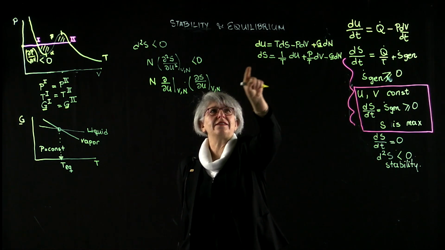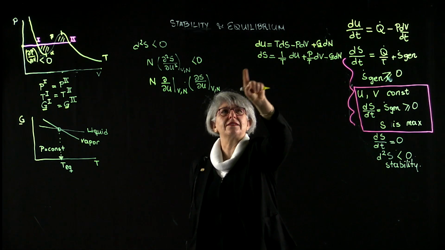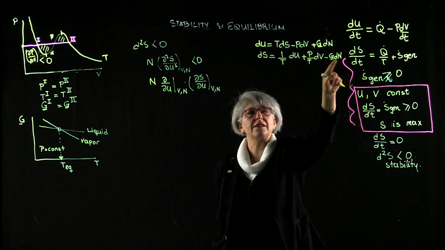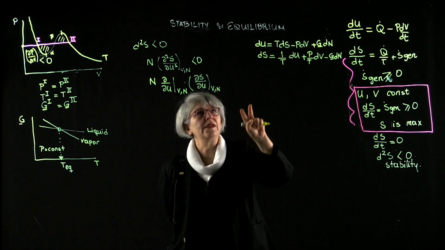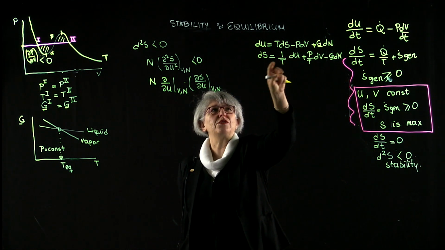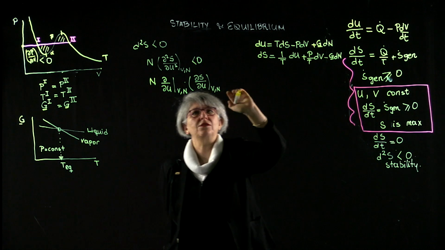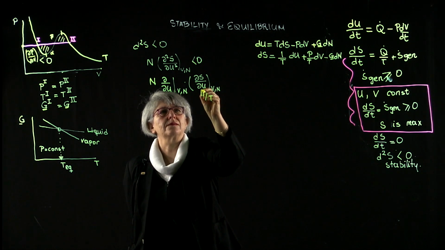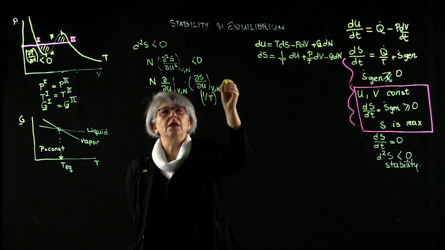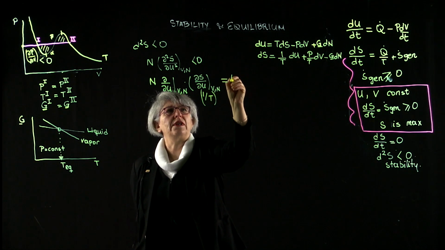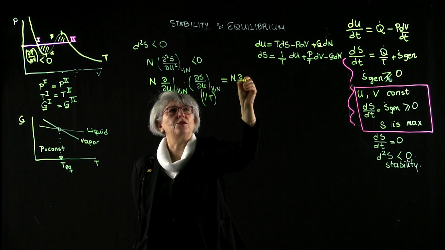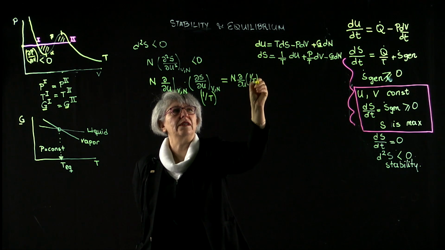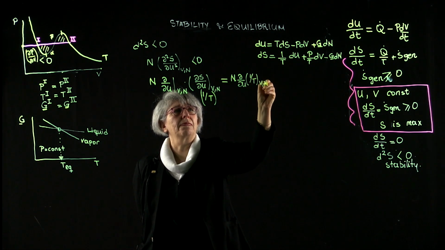So del S over del U at constant V and N. If V is constant, this term is going to be eliminated. If N is constant, this term is going to be eliminated. Del S over del U, under those conditions, is going to be 1 over T. So now, del over del U of 1 over T at constant V and N.